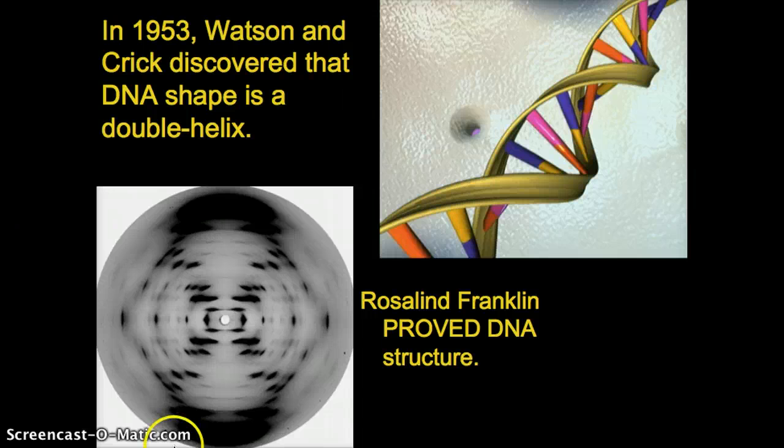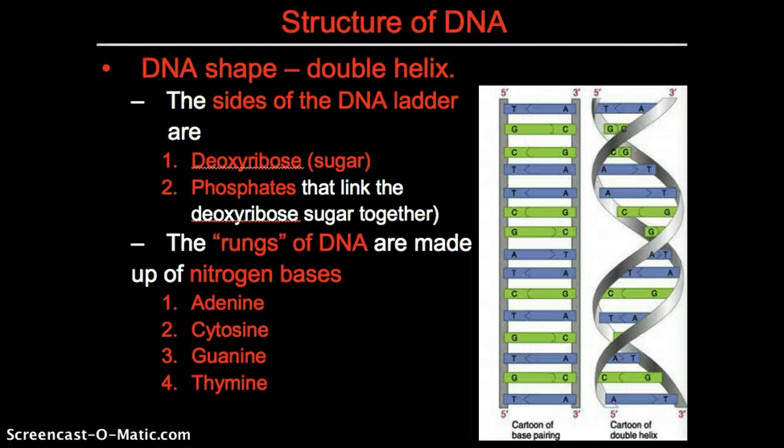This is the shape of DNA. It looks kind of like a spiral staircase. We call that a double helix. In 1953, two scientists named Watson and Crick discovered this shape of DNA. And then later on, a woman named Rosalind Franklin proved that it was actually a double helix by this technique right here, which is called X-ray crystallography. I just mentioned it, I'll mention it again: the shape of DNA is a double helix.